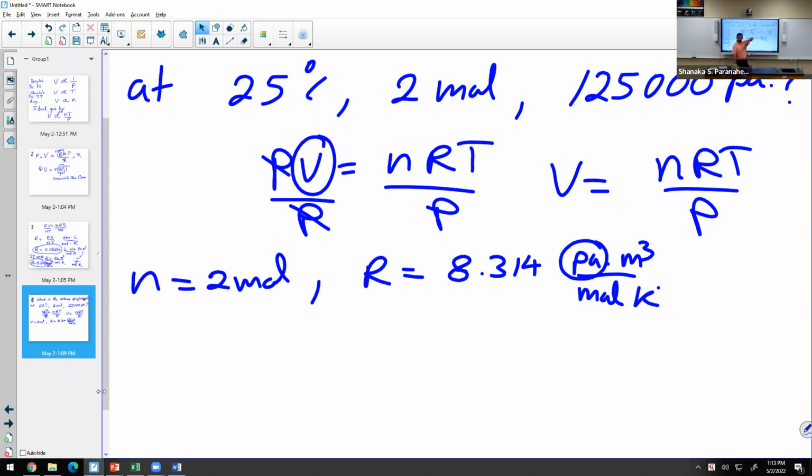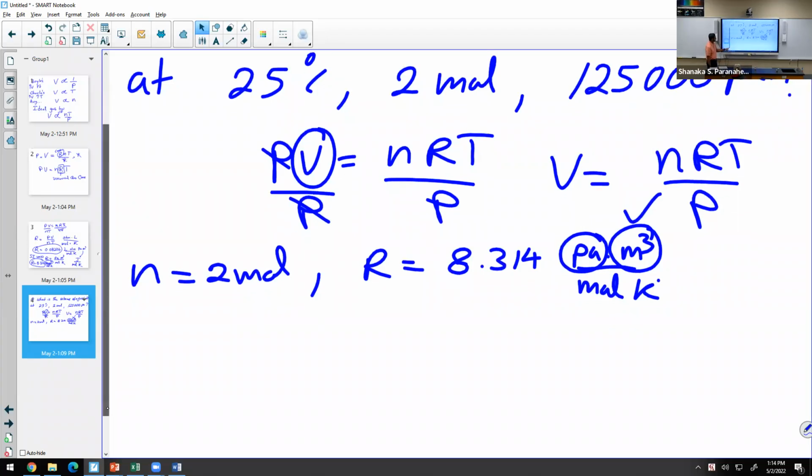If not, you can convert Pascal into ATM and then use the other R value. It's up to you which one you use. But again, we need the answer in cubic meters, volume in cubic meters. So that's the best R value to use in this calculation.